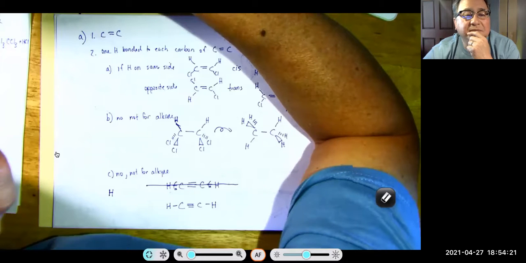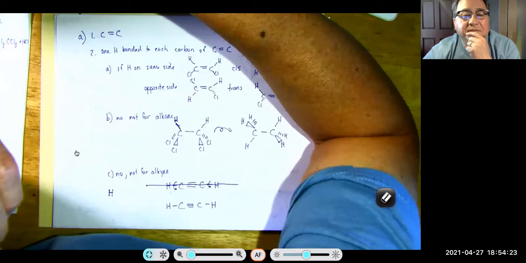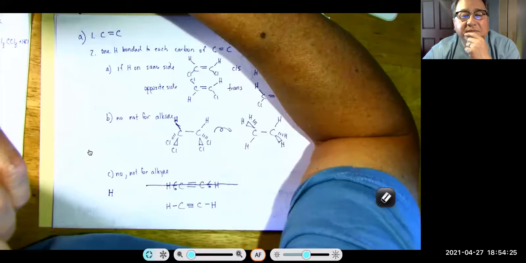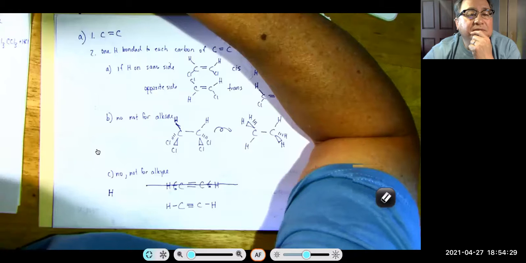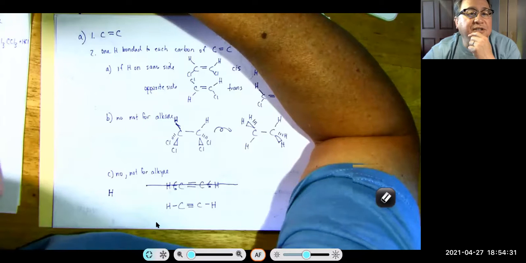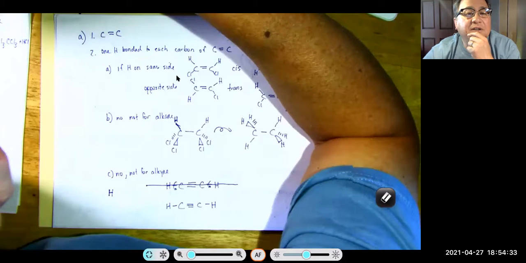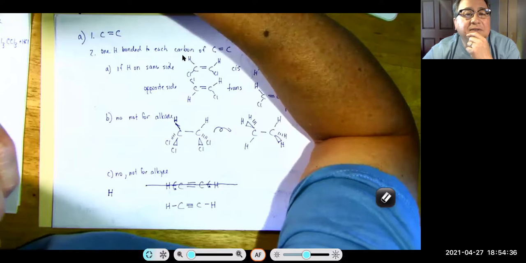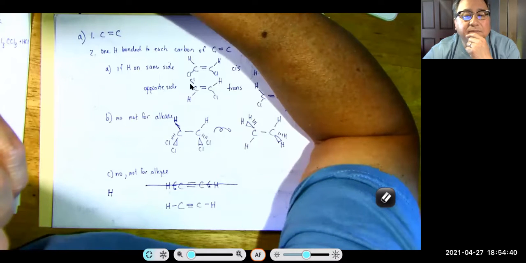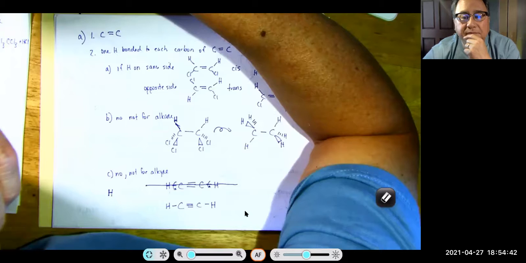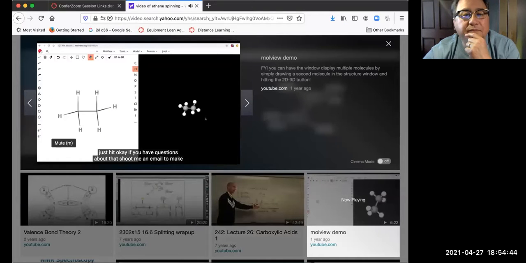Okay, I'm going to do my structure. New share. These types of molecules, it's giving a warning about the 3D structure being inaccurate. I wouldn't worry about that. Just hit OK. If you have questions about that, shoot me an email to make sure that your model is correct. So now we can spin this and we can see it's all single bonds.